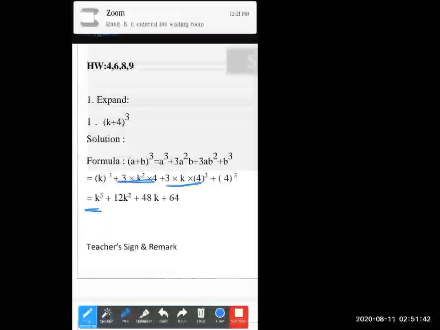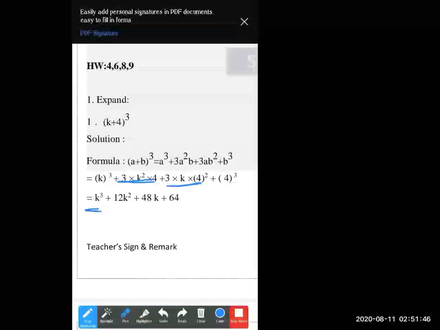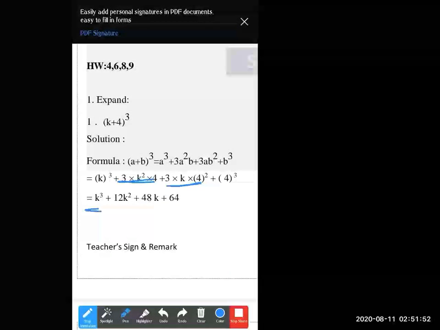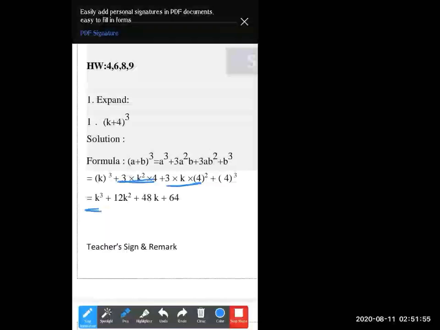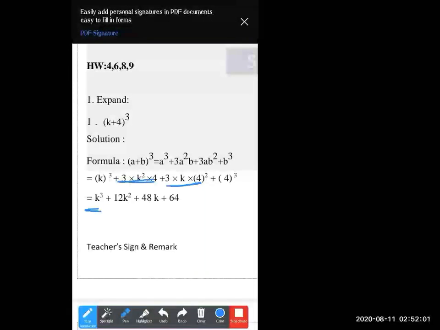So here it is 4 cube, plus then 4 ka cube. 4 ka cube means 4 into 4 into 4. 4 fours are 16, then 16 fours are 64. So you will get this answer by writing the cube of 4.